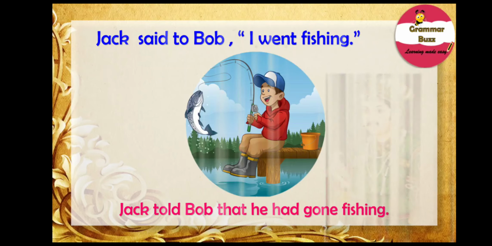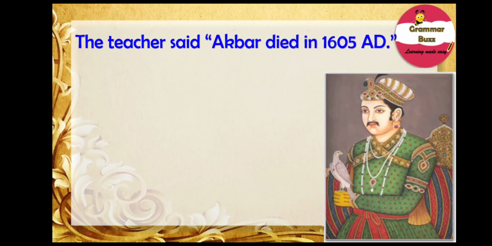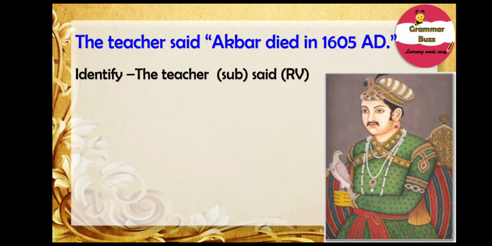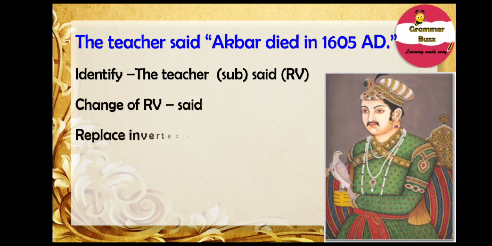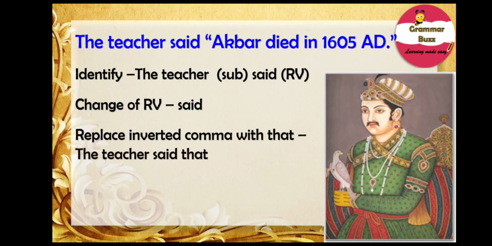What about the next example? Let's find out. The teacher said Akbar died in 1605 AD. Following the 6-step formula of conversion, the first step is identification. Here, the teacher is the subject and said is the reporting verb. The next step is change of the reporting verb. Since the reporting verb is said, it remains unchanged. The third step is replace the inverted comma with that, and we have the teacher said that.